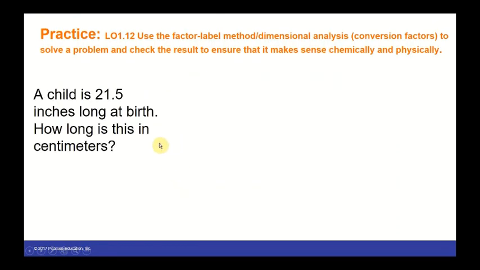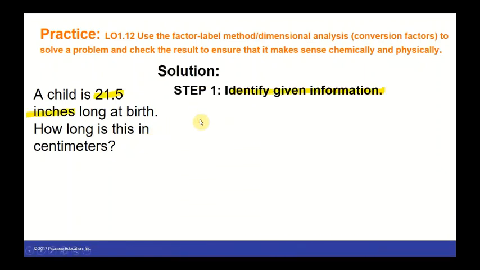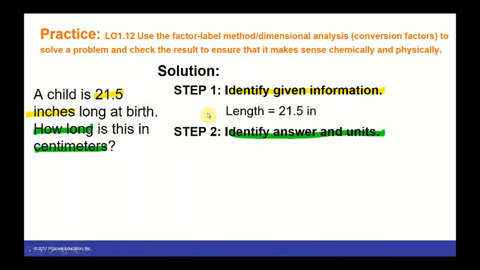Let's try another problem. First, remember you need to figure out what is the given information. So you read the question. A child is 21.5 inches long at birth. How long is this in centimeters? Well, identify the given information as 21.5 inches. It's a length. Then we identify the answer in units. We need to know how long this is in centimeters.